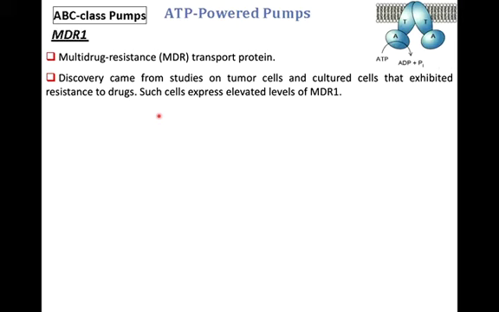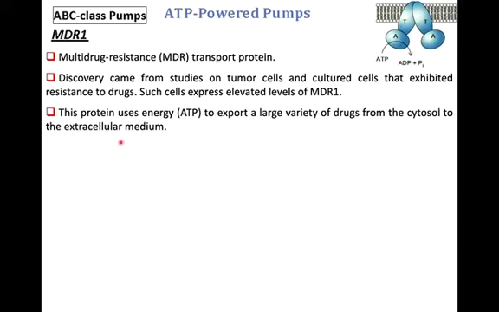And this MDR is actually found naturally in our liver cells, because liver cells are the site of detoxification in our body. So liver cells have been equipped to have multi-drug resistance proteins on their membrane to release the toxic components outside of the cell. So this protein actually uses energy, of course, ATP, to export a large variety of drugs from the cytosol to the extracellular medium.